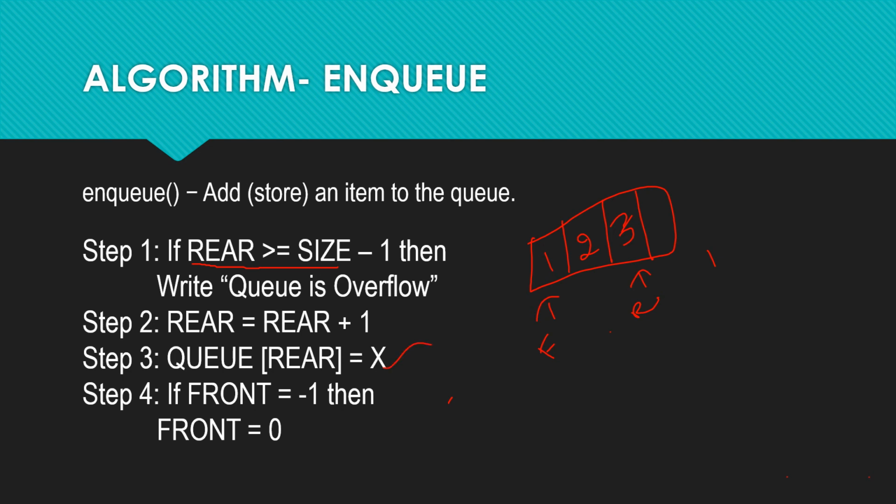Here I am getting the element which I want to insert, that be 4, and then I want to move the rear point to r plus 1, so that my rear is moving to the 4th position, and here I can insert the element 4. If it is the first element, then front, which is minus 1, will become front equal to 0. So by using the four steps, we can achieve the insertion of the element in the queue, that is enqueue.